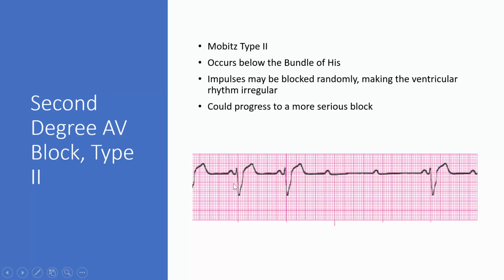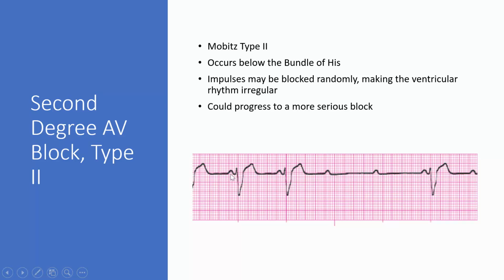You look to see if you have a P before every QRS complex, and you do. You see that you have an extra P right here. And so then what you want to look at is your PR intervals. So you look at your PR interval, and what you see is that your PR interval is consistently the same.